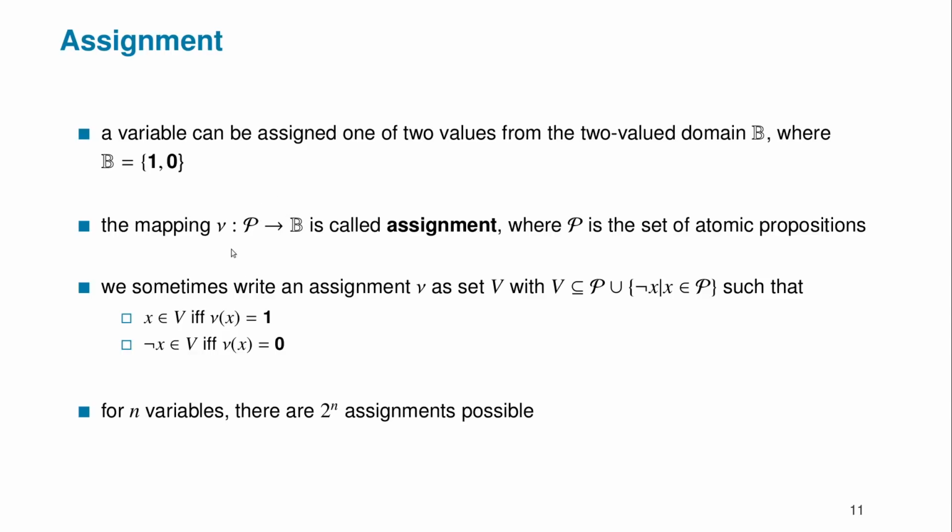And as last time, we sometimes write an assignment as a set of literals, and if a positive literal is included in the set, then we set the respective variable to true. If the negative literal is included in the set, we set the respective variable to false. And also, no surprise here, if we have n variables, then 2 to the power of n assignments are possible.